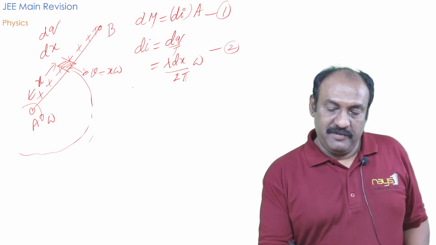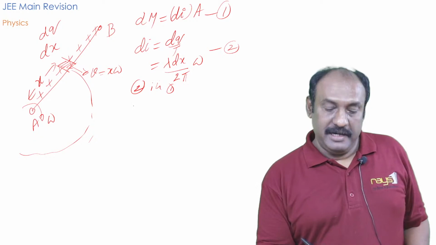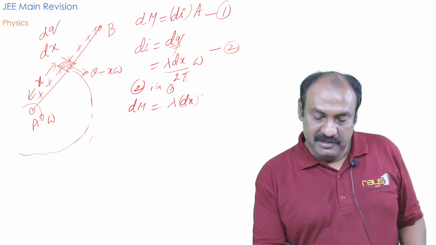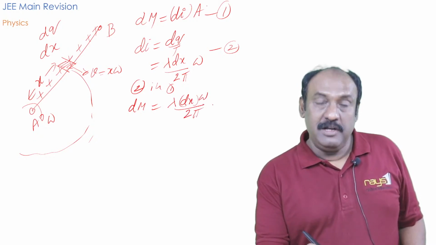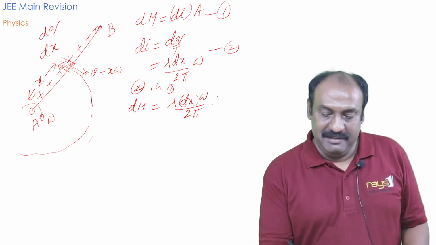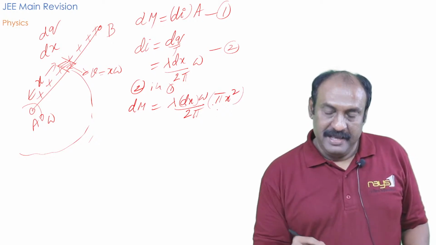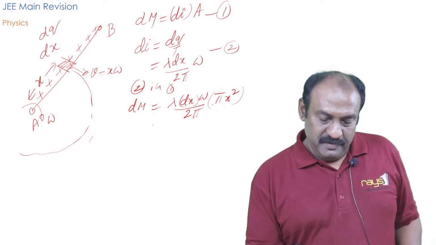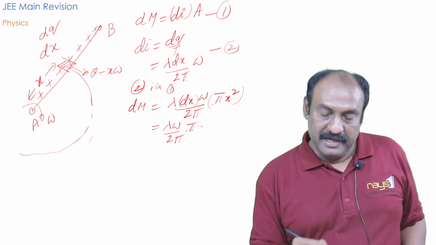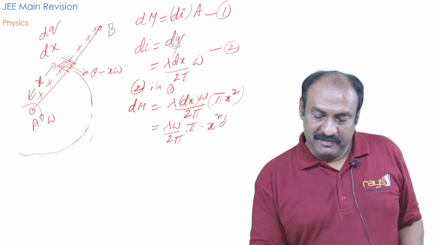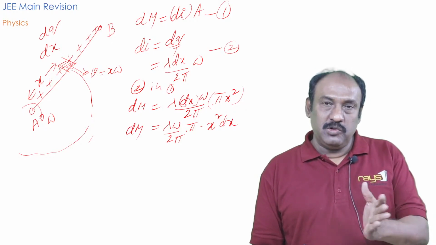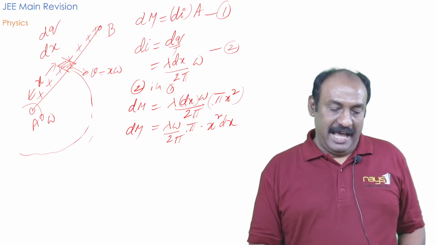So substitute equation 2 in 1. Then we get dm. dm is equal to, in place of dI, I write lambda into dx into omega by 2 pi, into, in place of A, the area of cross section. Area of cross section of this rotation of the charged particle is pi x square. So here lambda omega by 2 pi into pi x square dx. This is dm. What we want is the magnetic moment due to the rotation of this rod about point A with angular velocity omega.